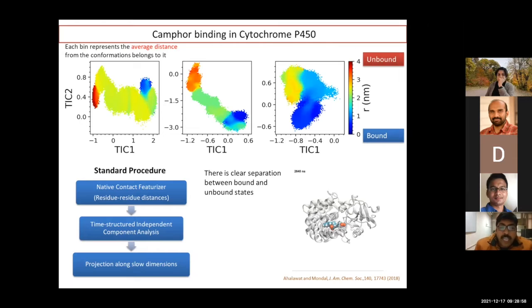To understand the ligand positions on top of the surface, we color the surface according to the distance of the ligand from the cavity. You can see these are 3 trajectories projected on tICA dimension 1 and dimension 2. The blue color represents the ligand inside the pocket, and the red color is the unbound state completely in the bulk. As one can see, in all 3 trajectories, the blue surface, the binding side, is completely separated. There is no mixing, and other states are separated from the binding events.